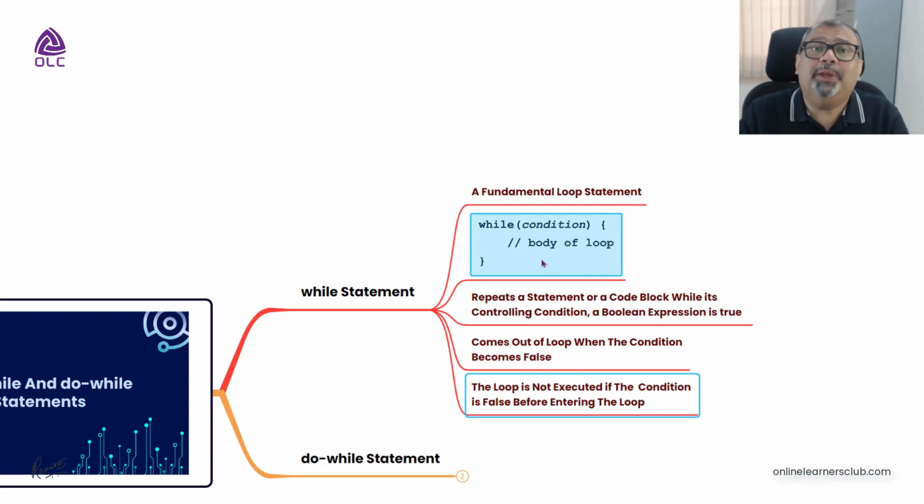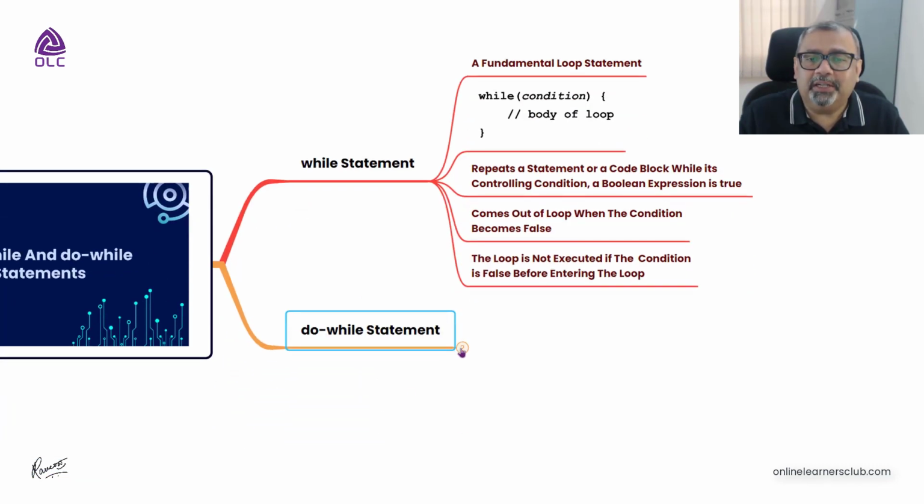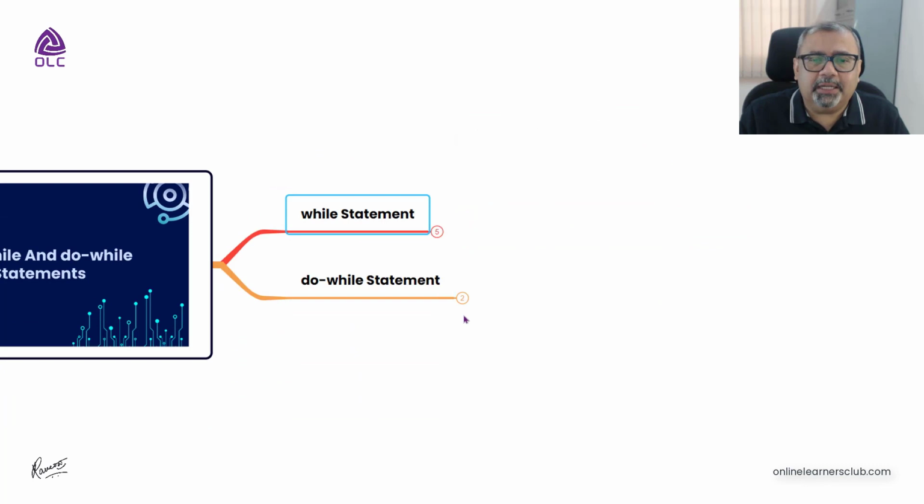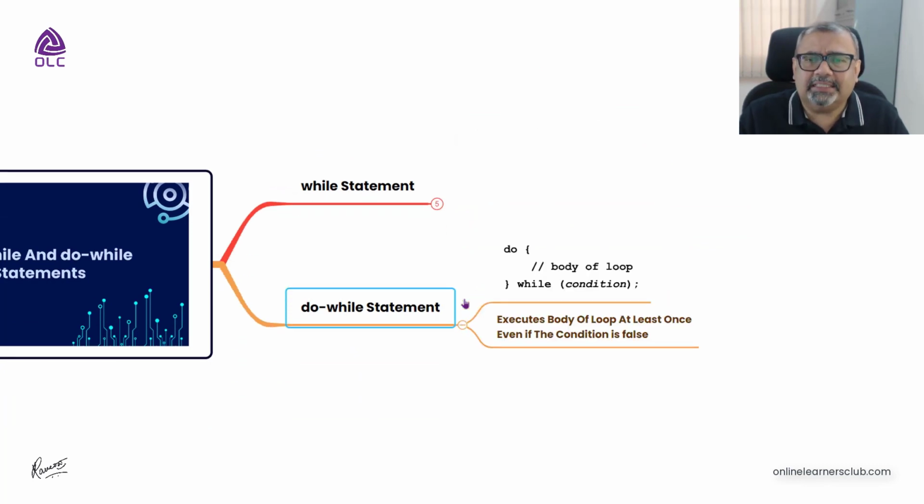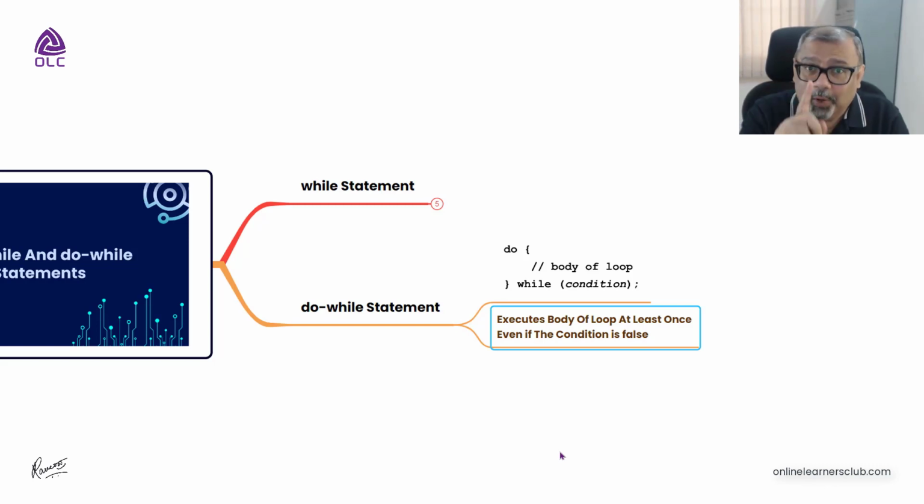In some places you might have to execute at least once. In that case, the do while statement comes into the picture. The do while statement and while statement are both the same. The only difference is that the do while statement will execute the body of the loop at least once, which means I execute and then evaluate the condition. As you see in this structure, do and execute the body of the loop and then evaluate the condition, and thereby it is guaranteed that at least once it will be executed.